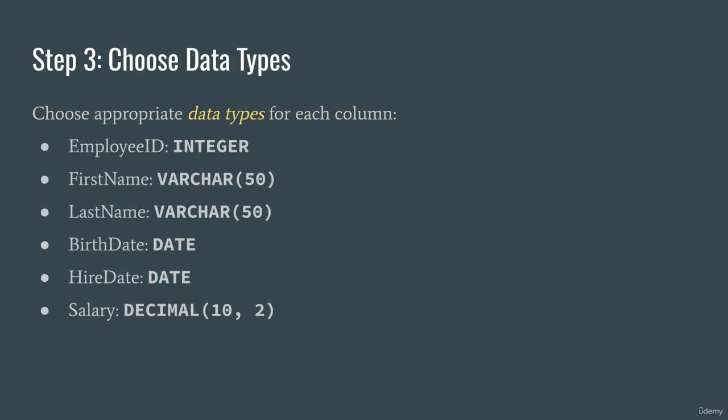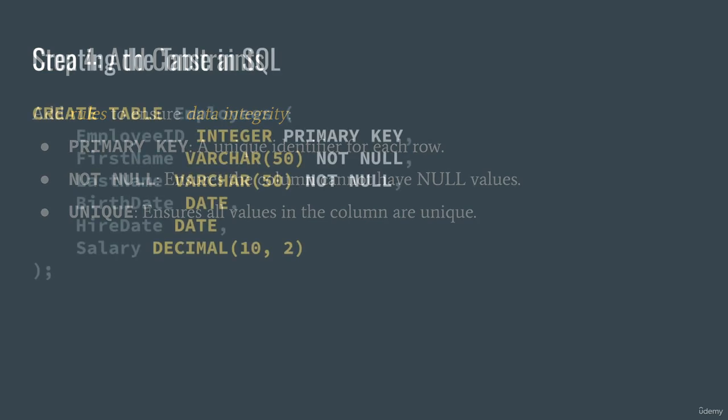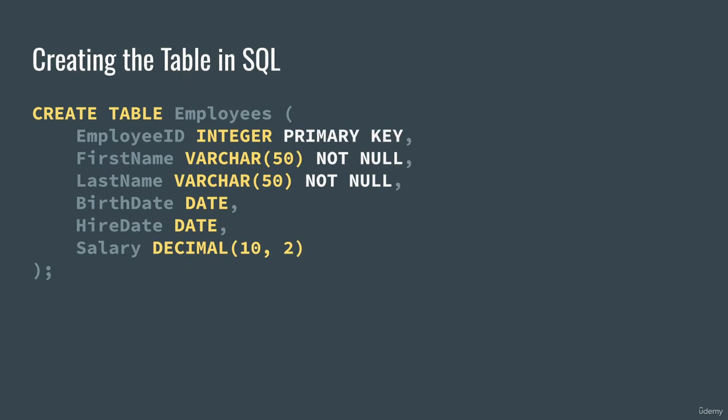After that, we must choose data types for each column. I've also done that as an example. Lastly, we can add constraints if we need them. These are rules to ensure your data stays accurate and reliable. In this example, I've set employee ID as the primary key and set the first and last names as not null. This is the complete table schema for our example. That's what we would use to create the employees table.